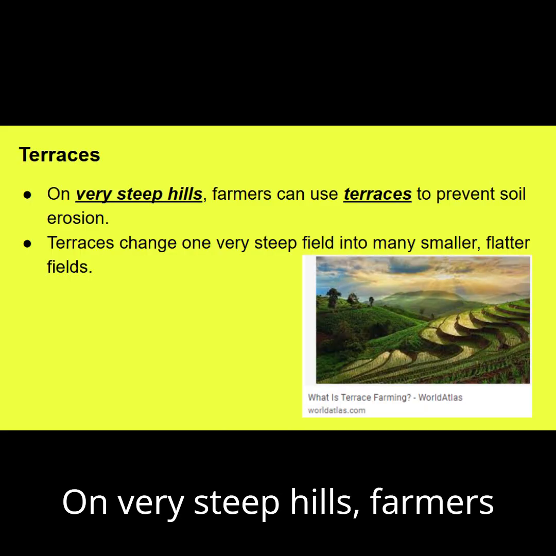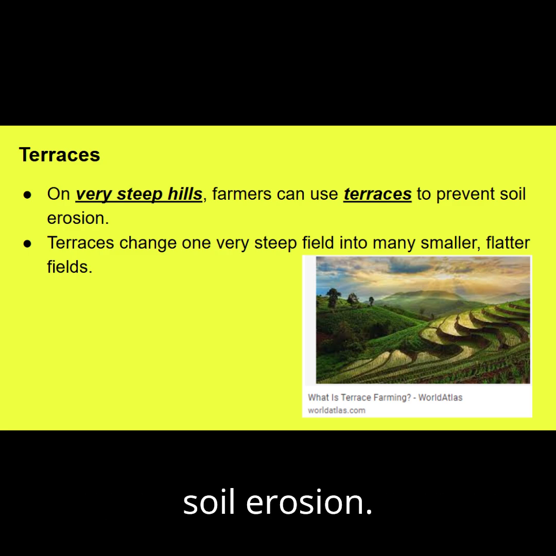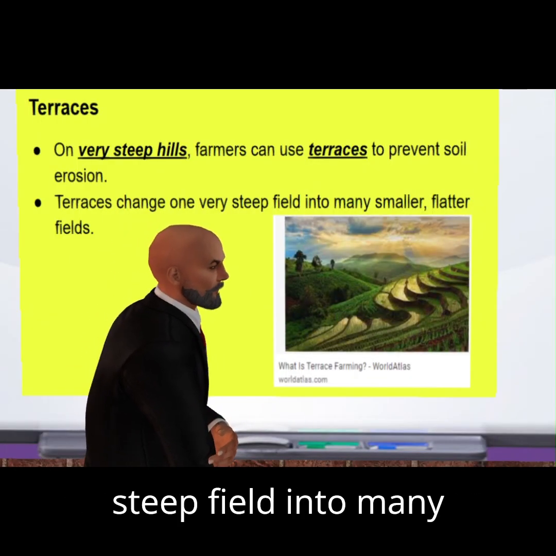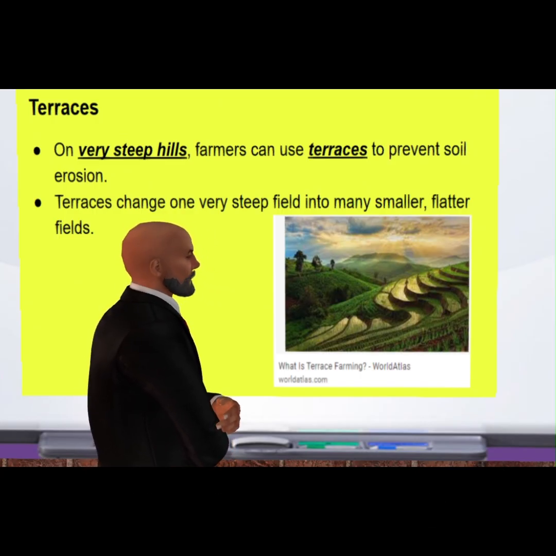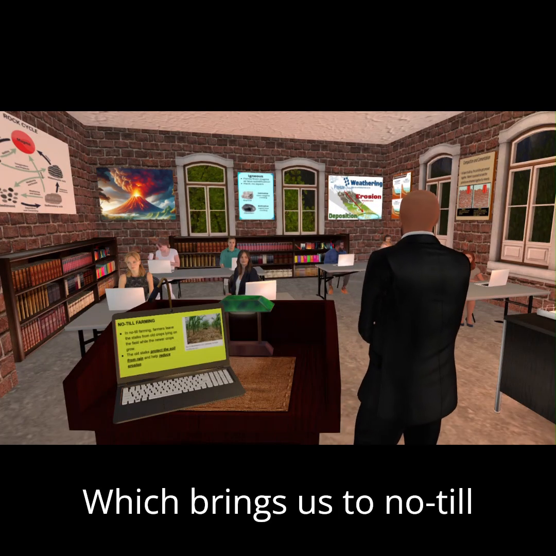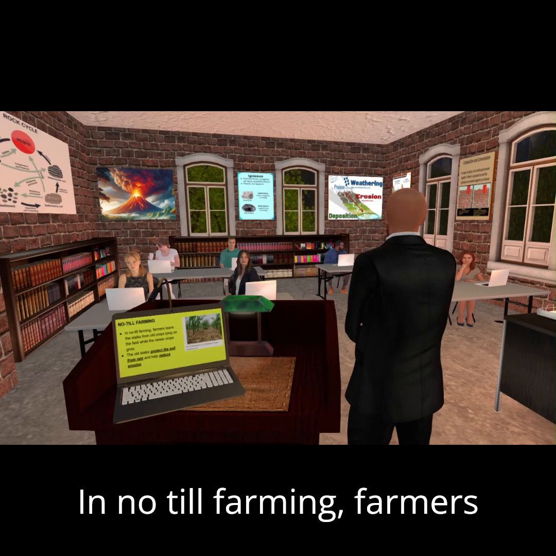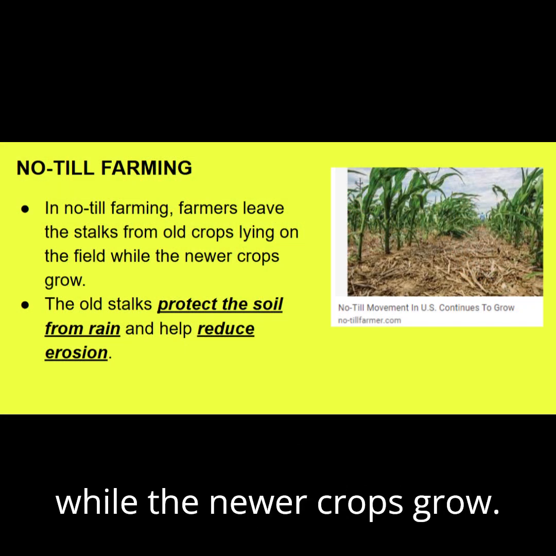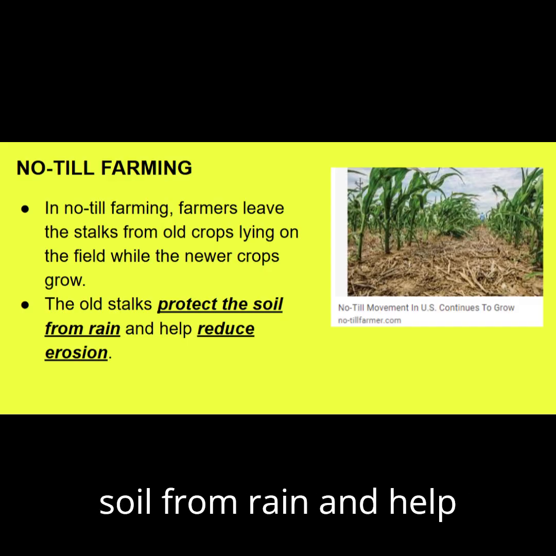Terraces. On very steep hills, farmers can use terraces to prevent soil erosion. As we can see in the image, terraces change one very steep field into many smaller, flatter fields. Which brings us to no-till farming. In no-till farming, farmers leave the stalks from old crops lying on the field while the newer crops grow. The old stalks protect the soil from rain and help reduce erosion.